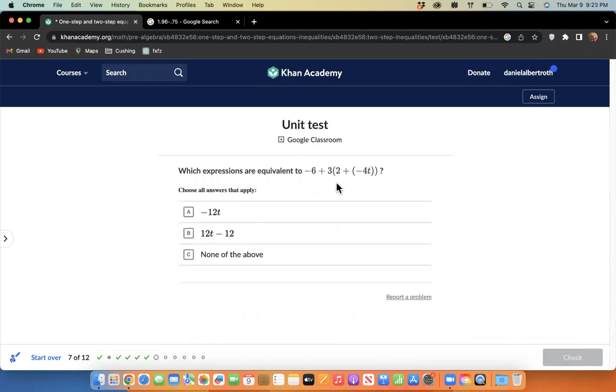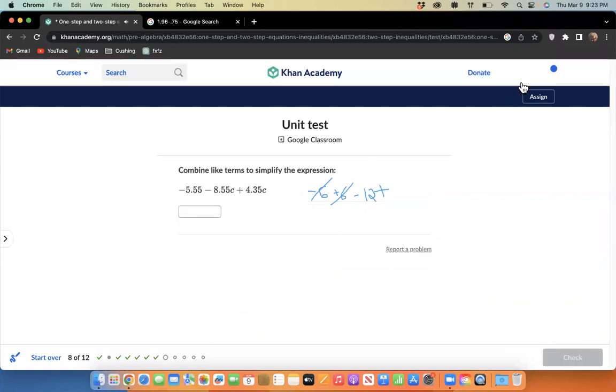Which expressions are equivalent to -6 plus 3 times 2 plus -4t? So I guess we just got to do this math out a little bit. The 3 is what's being distributed. So I have -6 here on the left plus 3 times 2, so plus 6. And then 3 times -4t, so -12t. The -6 plus 6 is 0. So I just have -12t alone. So it should be A. There we go.